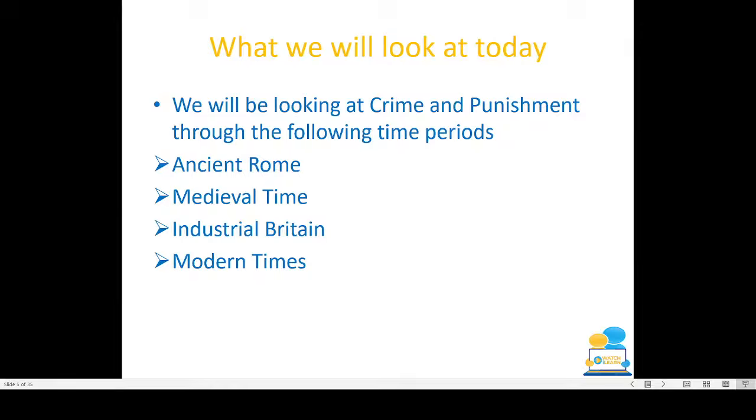We're going to explore each of these and how each of them relates to crime and punishment, and what's different, what has developed, and what is similar. So we're going to be comparing them as we go through today. We'll be comparing ancient Rome, the medieval times, industrial Britain, and modern times, and how crime and punishment has changed or adapted throughout that time.